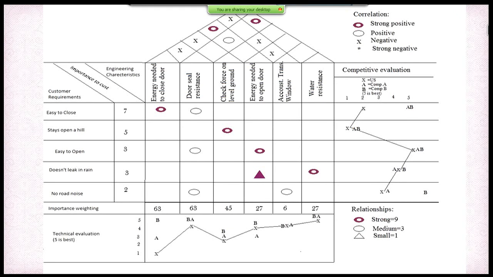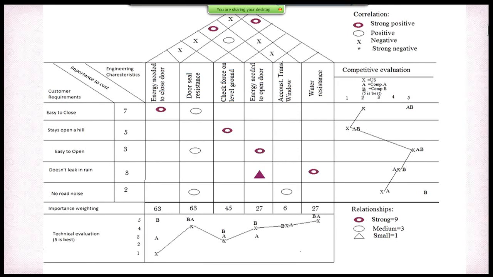Coming to the correlation matrix, we see that if there is an improvement in one requirement, we check whether there is an improvement or deterioration in the other requirement. So energy needed to close the door and door seal resistance have a negative relationship, and hence it is marked by a cross. This is nothing but if energy needed to close the door is increased, then the door seal resistance will be deteriorated. Hence it is marked by a negative relation. Similarly, all the elements in the correlation matrix are mapped in the same way.